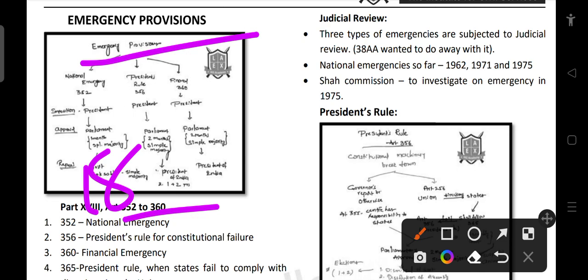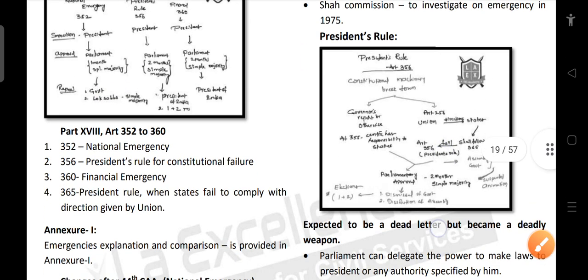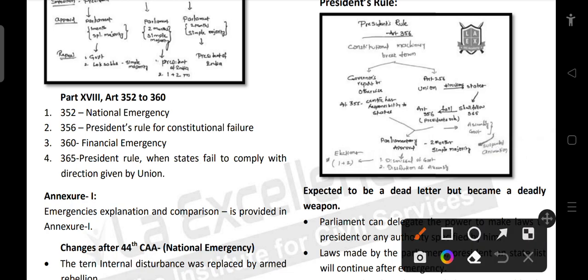So, 352 is about national emergency, 356 is about President's rule for constitutional failure, and 360 is for financial emergency, and 365 is also related to President's rule, but when the state fails to comply with the direction given by the Union. So the comparison we will study later.